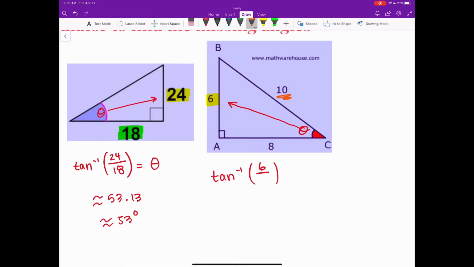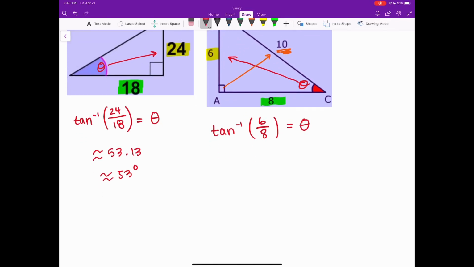Here, I see that this 10 is the hypotenuse because it is opposite of my right angle. And so I need to use the other side that is next to my reference angle of theta. So I need to use this 8. That would be my adjacent side. Okay, the adjacent side, the one that's next to it, that's not the hypotenuse. So I'm taking tangent inverse of 6/8. This ratio of 6/8 should be equal to my angle theta.